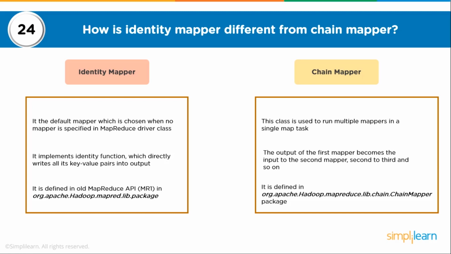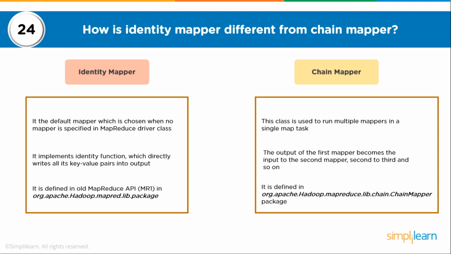Now, if a mapper is not specified within your driver class, so driver class is something which has all information about your flow. What's your map class? What is your reduce class? What's your input format? What's your output format? What are the job configurations and so on? So identity mapper is the default mapper which is chosen when no mapper class is mentioned in your driver class. It basically implements an identity function which directly writes all its key pairs into output. And it was defined in the old MapReduce API in this particular package.